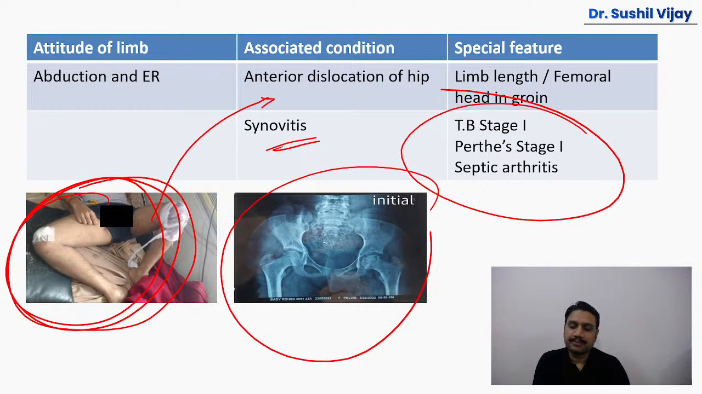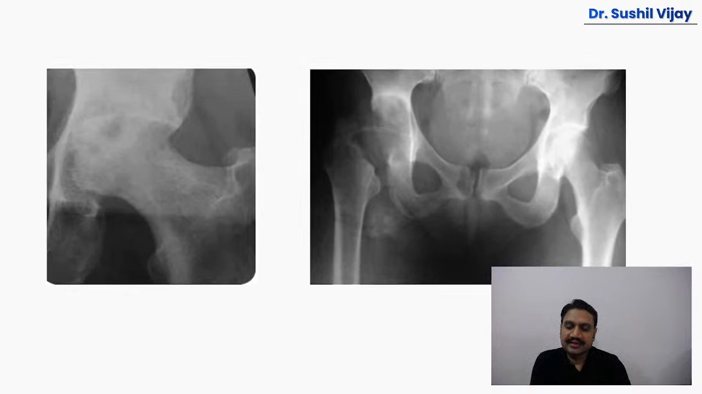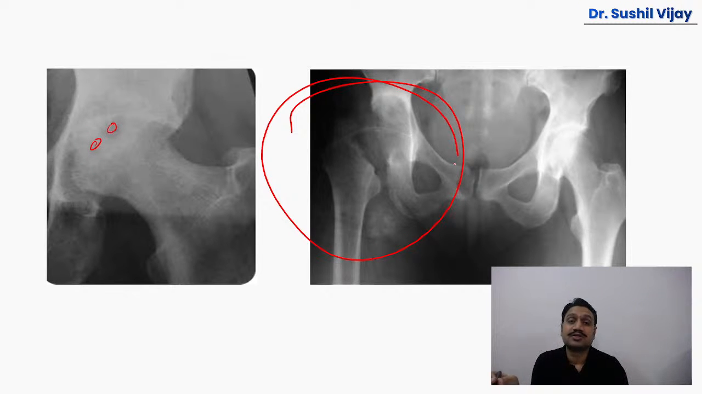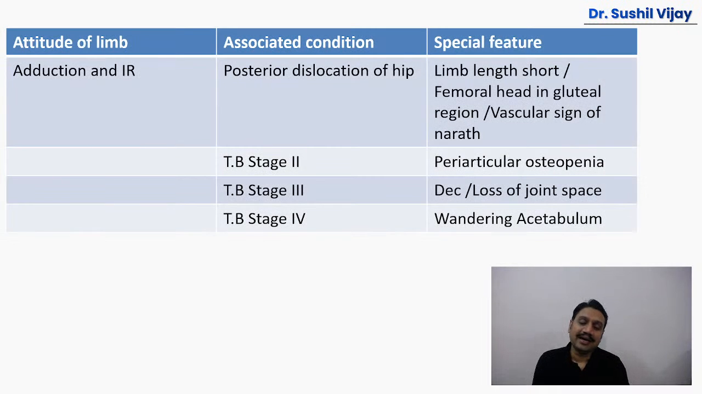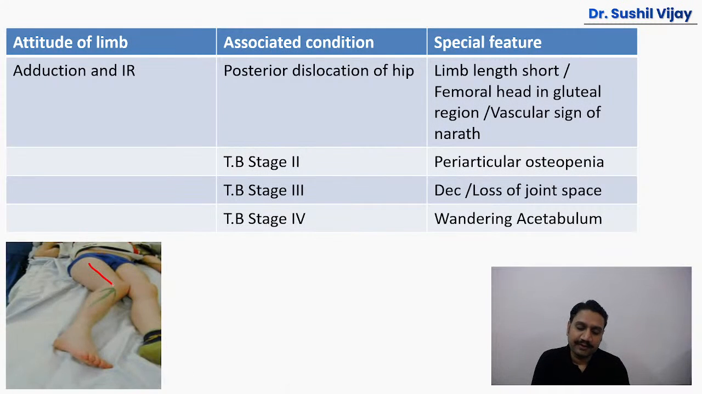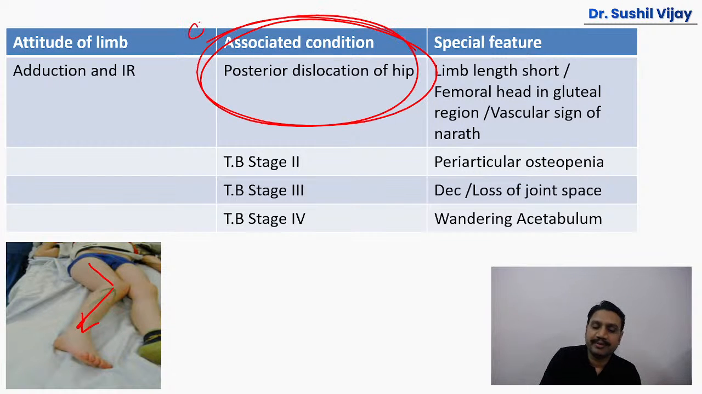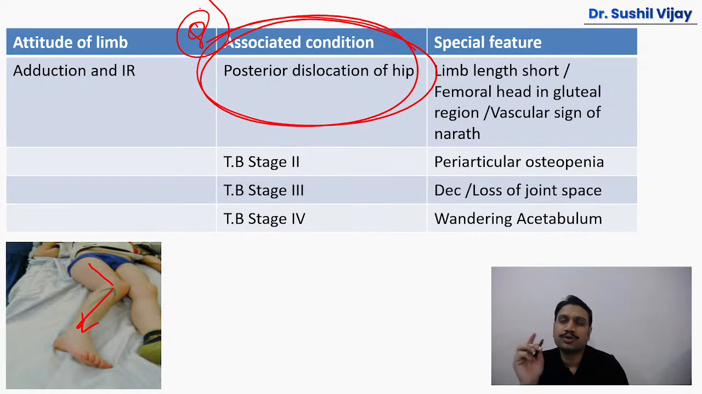This is what you call the Perthes disease, right? The Perthes disease, it was just a small kid. And these are all the tuberculosis necrotic foci, you can see, which are happening, and gradually the head is getting absorbed. This is tuberculosis, advanced tuberculosis. All right. So adduction and internally rotated, this kind of hip will be seen in what? The most potential question from the hip area for your exams, posterior dislocation of the hip.